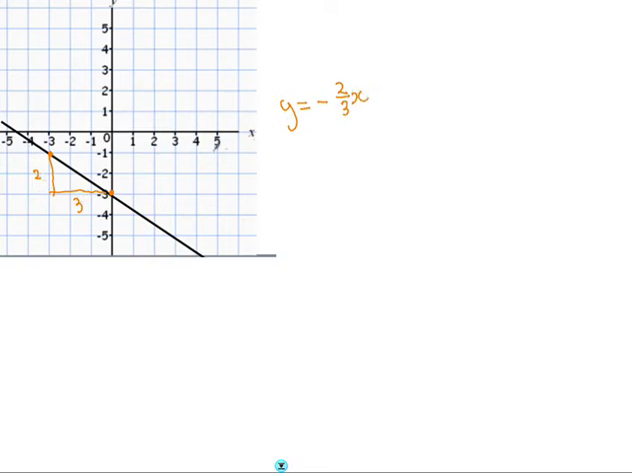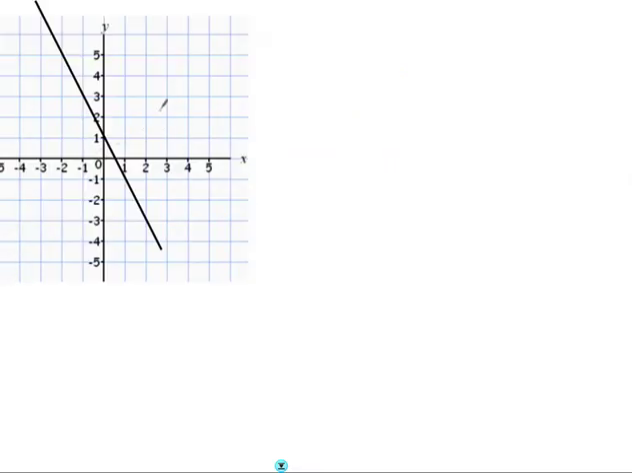X, and now your y-intercept. Look at that. The y-intercept is where it crosses the y-axis, which is minus 3. So your equation of the line is y is equal to minus 2 over 3x minus 3. And you're done.